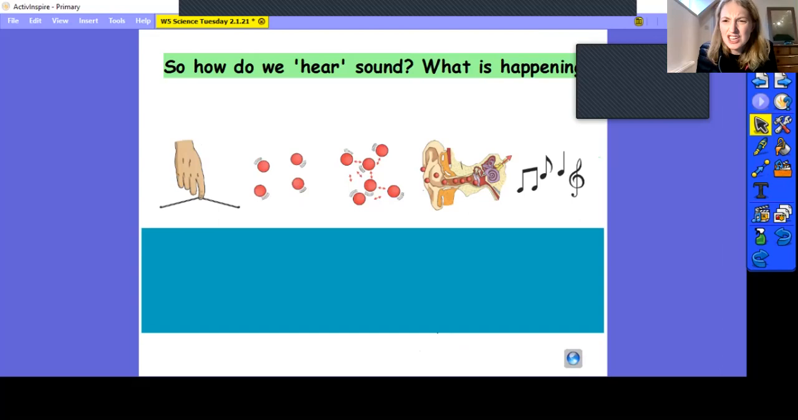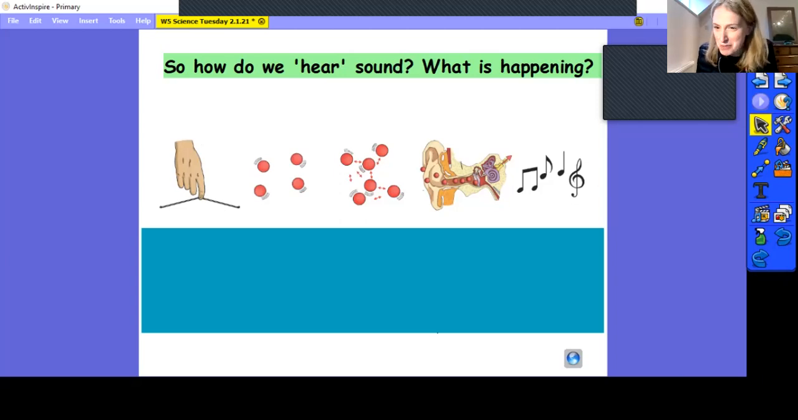So how do we actually hear sound? What is actually happening when we hear sound? Well, if we imagine that we've got a string here on a guitar or one of your instruments that you made the other day, when that string vibrates, it moves and the particles in the string move, but also the particles in the air around the string move, and they start colliding and bumping into each other, and the vibrations pass from particle to particle in the air, and they pass through the air until they reach your ear.